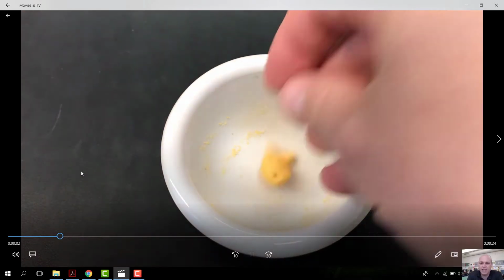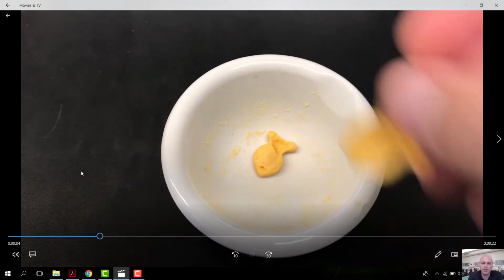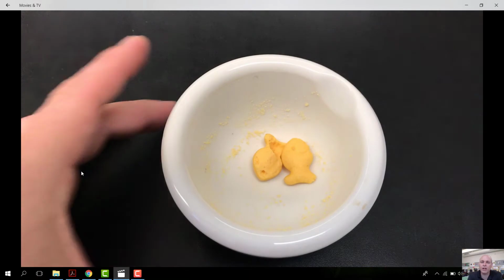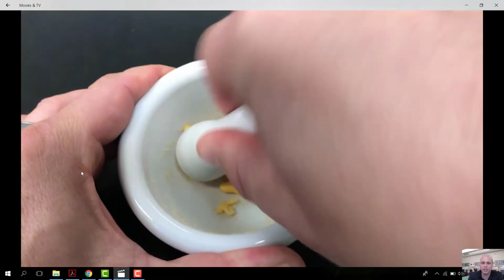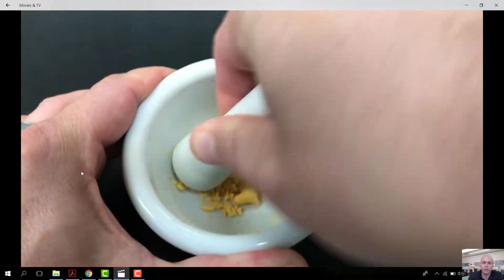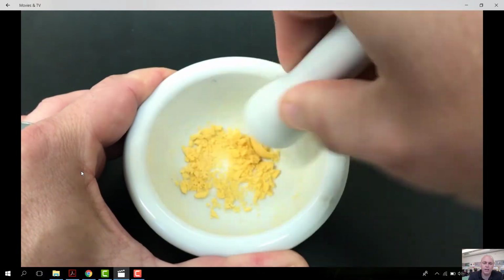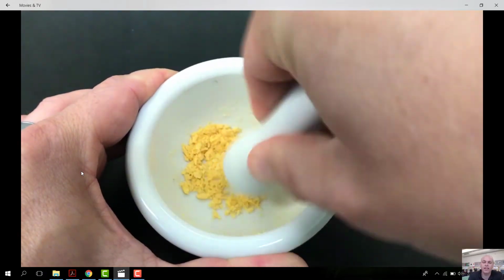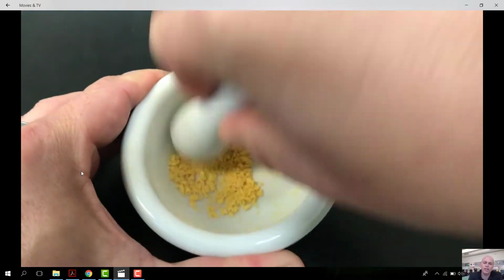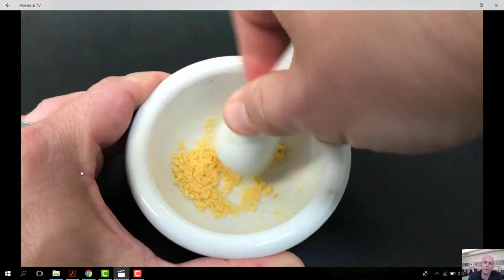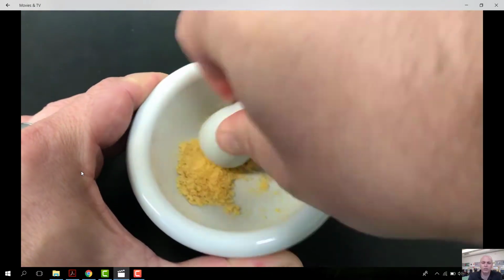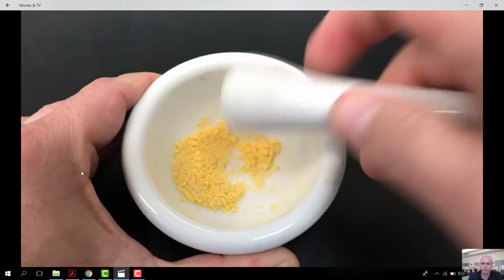And I've got a mortar and pestle here. I'm going to place some goldfish crackers into the middle and start crushing them up. So, are the goldfish experiencing a physical change or a chemical change? That's what, by crushing them up, is that physical or chemical?